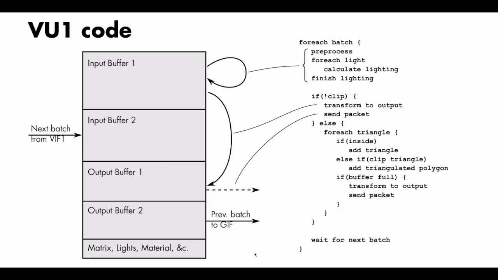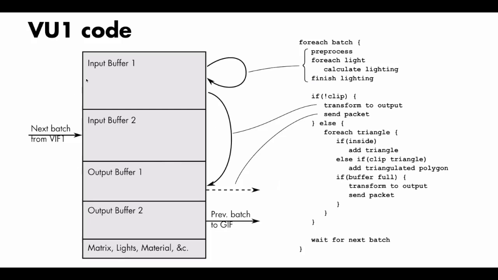Now for the actual VU microcode, you have complete control over your memory layout, but the typical layout is to have 2 input buffers and 2 output buffers, and some region where you keep your constant data. It's like shader constants in DirectX or uniforms in OpenGL.